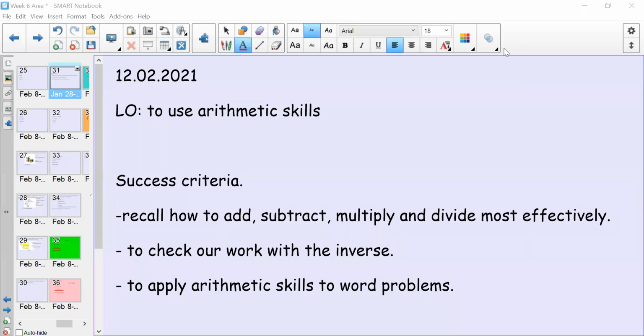Good morning, Year 4s. Today's math lesson, our learning objective is to use arithmetic skills. So our success criteria is to recall how to add, subtract, multiply, and divide most effectively, to check our work with the inverse, and then to apply arithmetic skills to word problems. Just as an end of term lesson, we're going to look at all the arithmetic skills that we have learned throughout Year 4, and then we're going to apply that to a quiz.